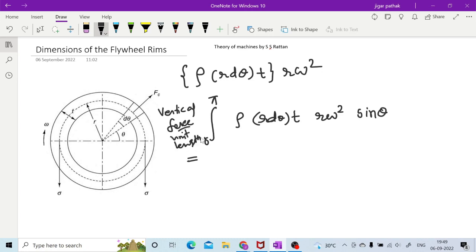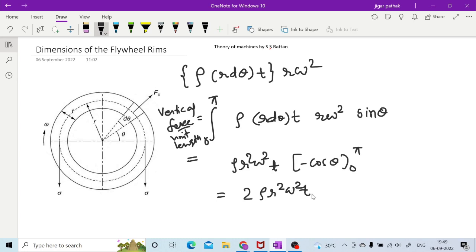सर यहाँ टी थिकनेस है सर. Yes, t is thickness. So if you integrate it, you will have rho r square omega square t, sine theta's integration will be minus cos theta 0 to pi. So you will get something like this, 2 rho r square omega square t, right?